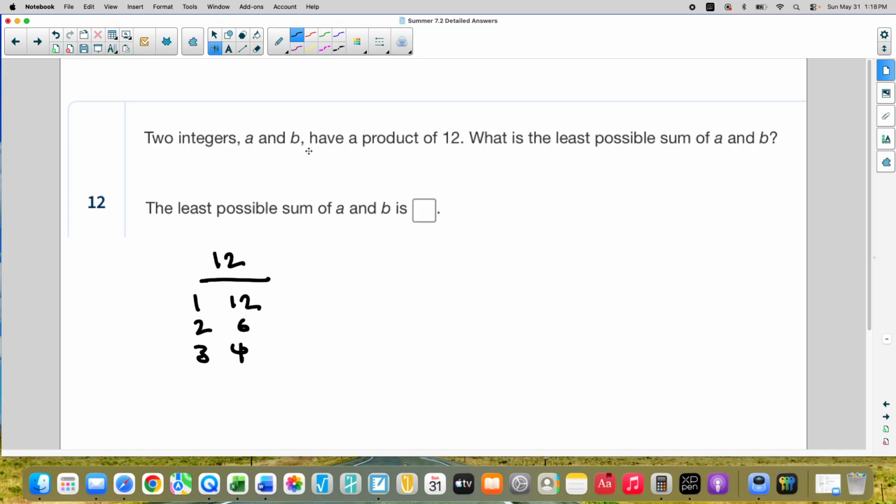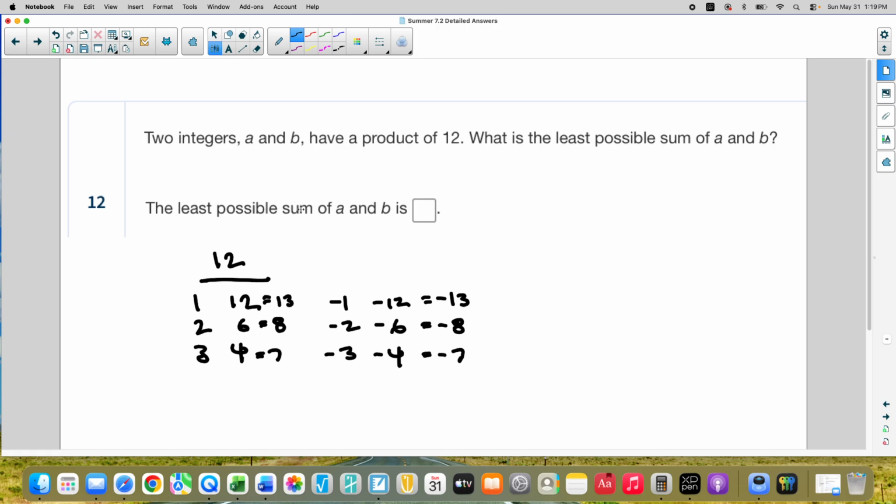The least. Now this is going to be tricky. You know what it also can be? It can be negative 1 and negative 12, negative 2 and negative 6, negative 3 and negative 4. So the least possible sum. So if we add these, that makes 13, that makes 8, this makes 7. A lot of people would answer 3 and 4, but I think you forgot that you can get negative 13, negative 8, and negative 7.